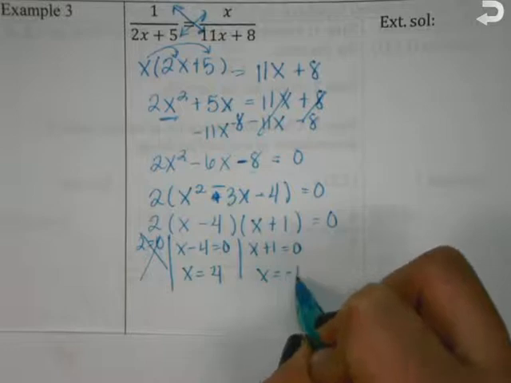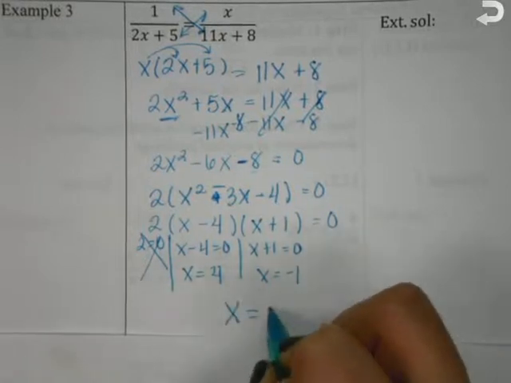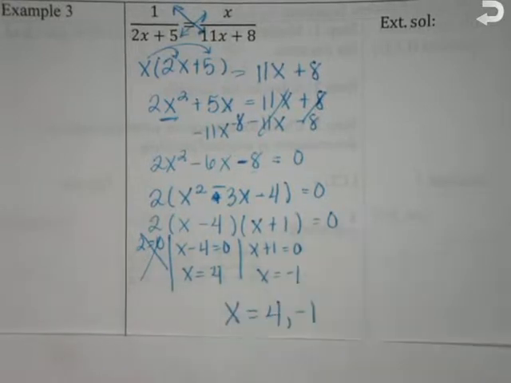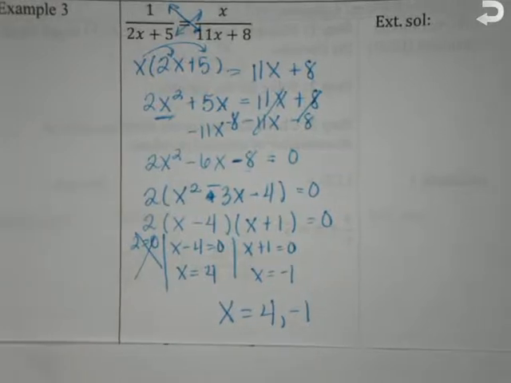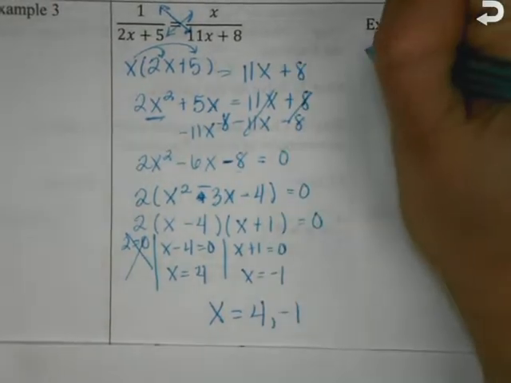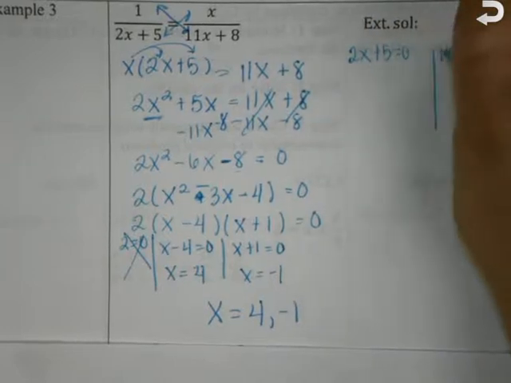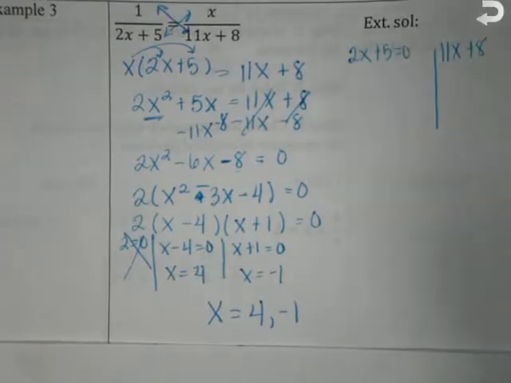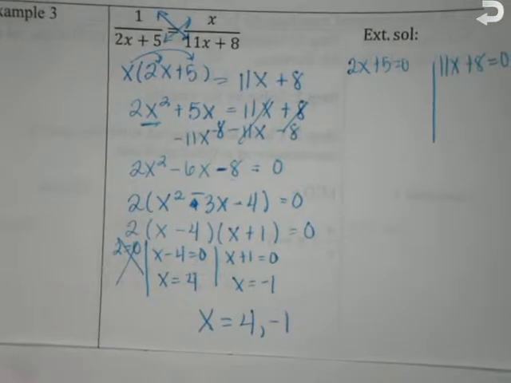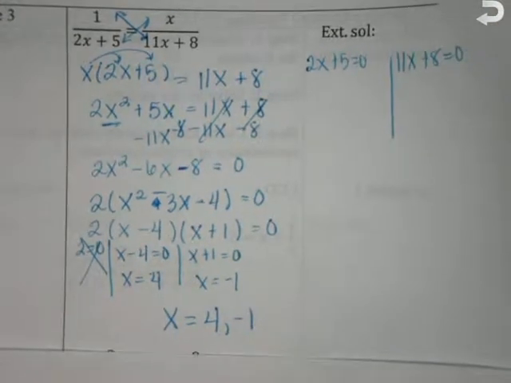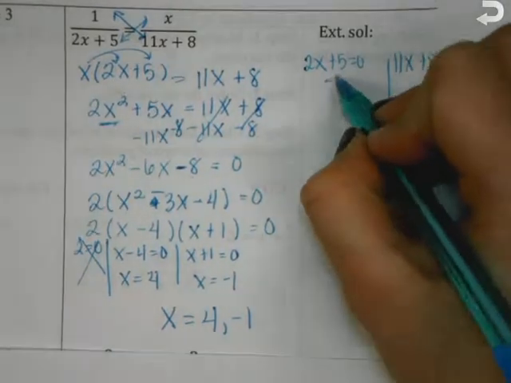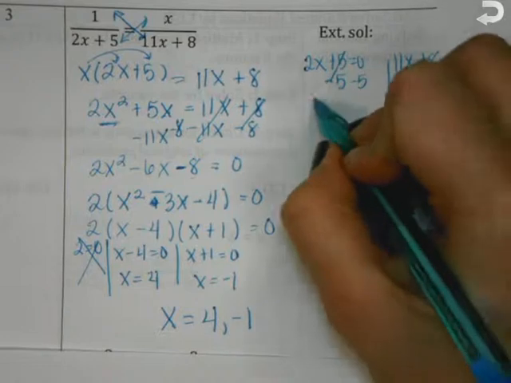Before you box it, let's check for our extraneous solutions, meaning I'm going to take each denominator and set it equal to 0. So I have 2x plus 5 equals 0, and 11x plus 8 equals 0. So I'm going to subtract 5. 2x equals negative 5, so x equals negative 5 over 2.